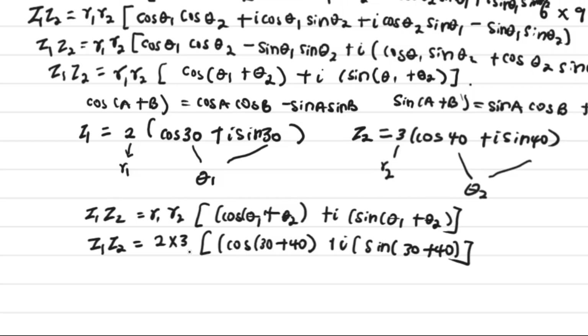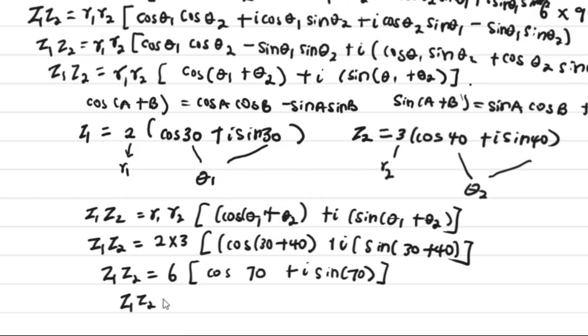40. So it means that Z1 times Z2 will give us 2 times 3 here will give us 6, open bracket, cos 70 plus I sine what? Sine 70. So this will be the final answer to that question. So our Z1, Z2, okay? Don't let those brackets confuse you. So this is just 6 into cos 70 plus I sine 70.